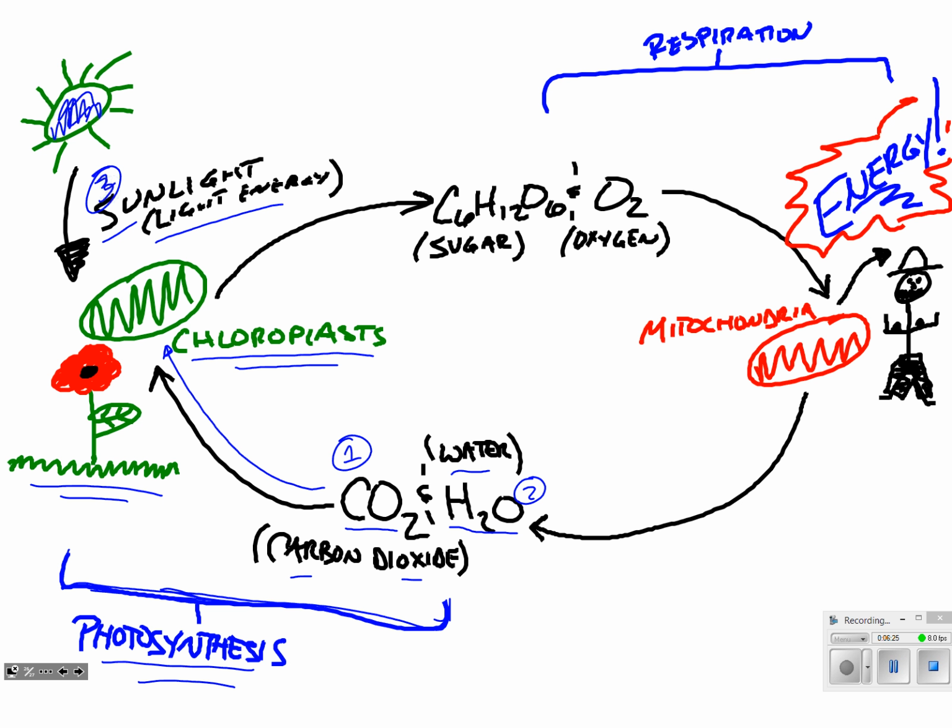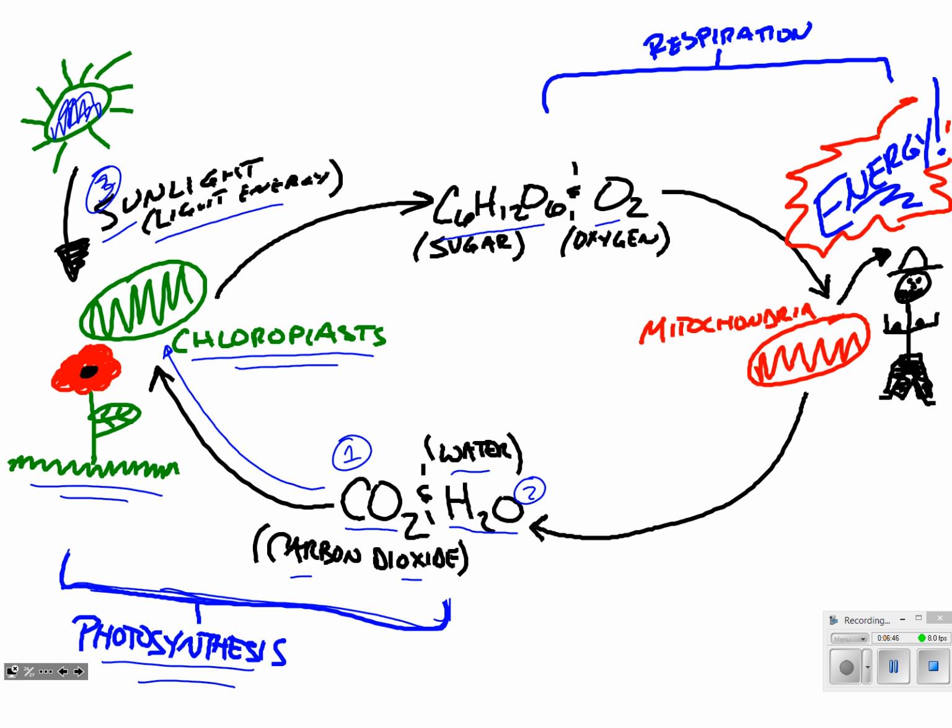The process that happens inside the chloroplast is called photosynthesis, and plants then make two things. Plants make sugar, which is C6H12O6. That's the chemical formula for sugar. And they also make oxygen, which is O2.